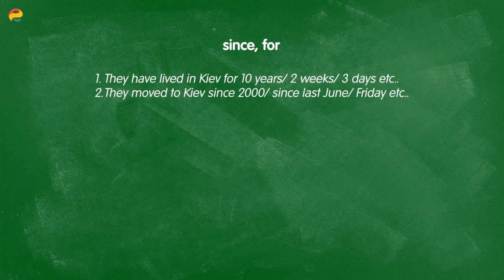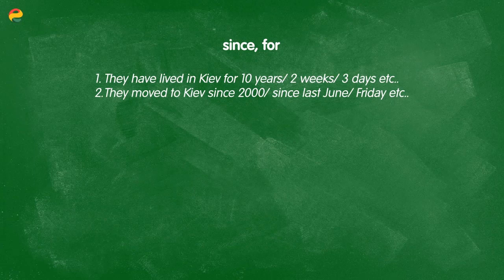Now, there are 2 more prepositions of time that I want to introduce you to. The prepositions since and for. And let's look at these in the following examples. They've lived in Kiev for 10 years, or 2 weeks, or 3 days. Or, the other example, they've lived in Kiev since last year.